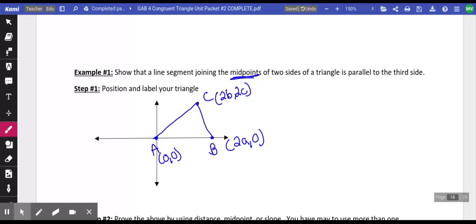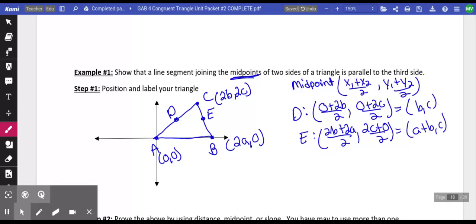Now the first thing we need to do is find the midpoints of the sides. So I want to find the midpoint of AC, which I'm going to call D, and the midpoint of BC, which I'm going to call E. I want you to pause and find these midpoints. Okay, so I found that D is the point B comma C, and I found the midpoint of CB, E, is A plus B comma C. And I found that by just doing the midpoint formula.